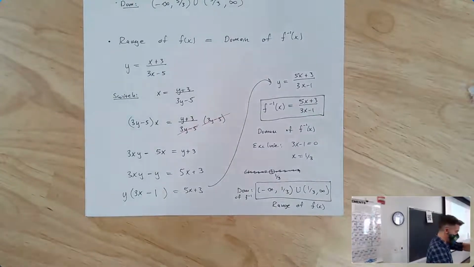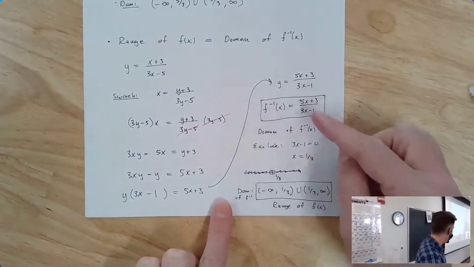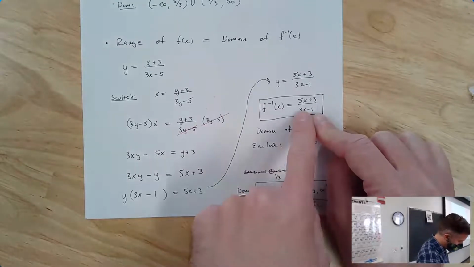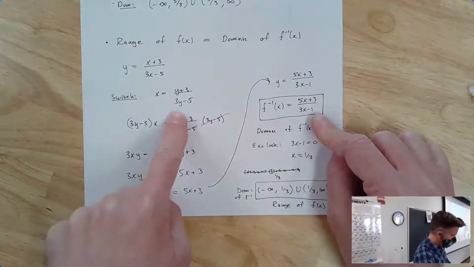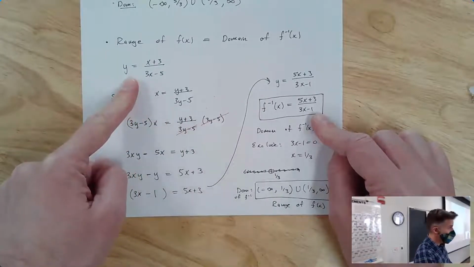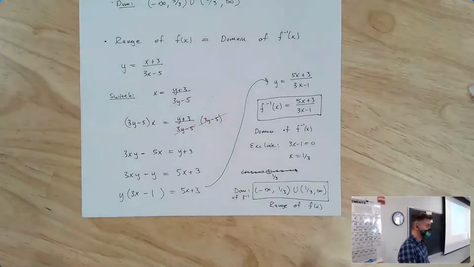I want to say one thing. I really want to make the point here. In this function, x can't be 1/3. But we switched x and y. So that really means that in this original function, y can't be 1/3, which is why 1/3 isn't in the range of the function. Question?